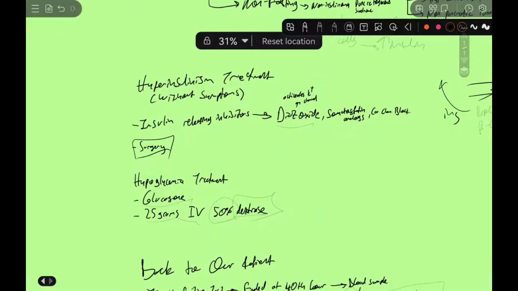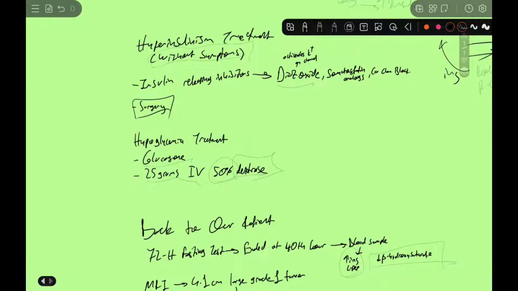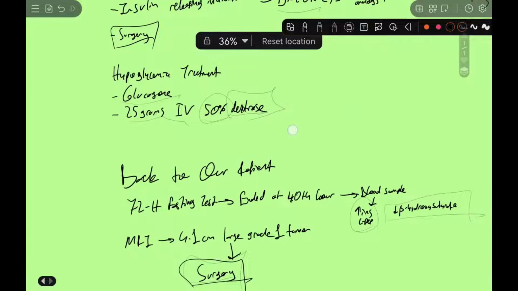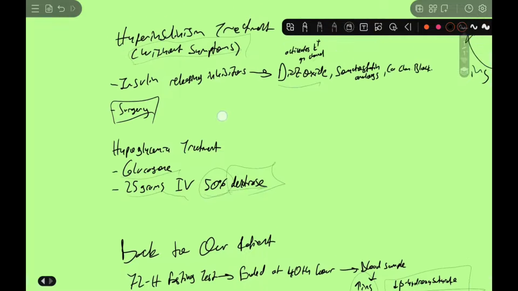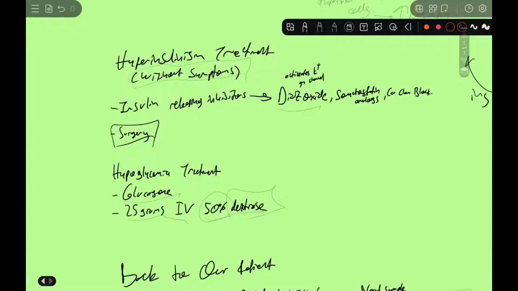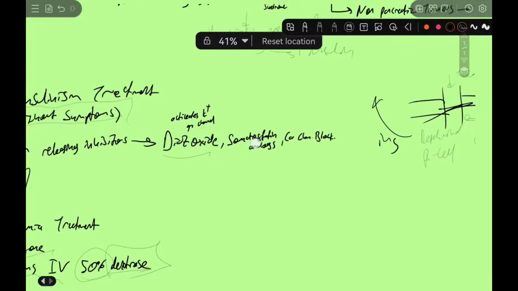So let's have a look at hyperinsulinism treatment. First, we need to treat hyperinsulinism without hypoglycemia symptoms. If your patient has hypoglycemia symptoms, then you will need to first give glucagon and 25 grams IV of 50% dextrose solution. Those treatments are for symptomatic patients. We can suppress insulin release with insulin release inhibitors, for example, diazoxide.